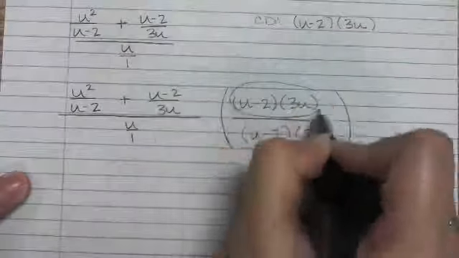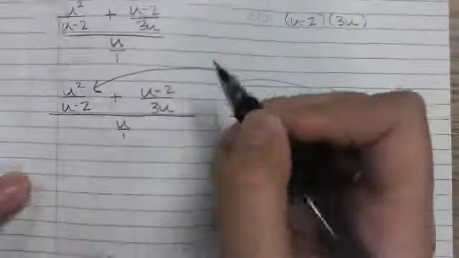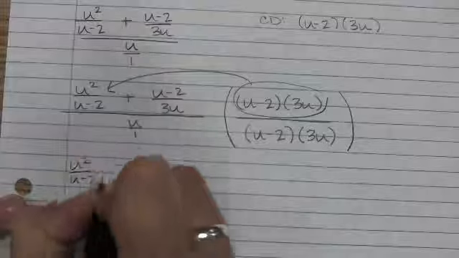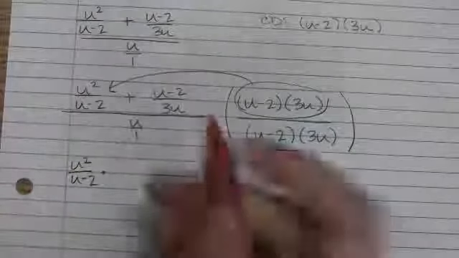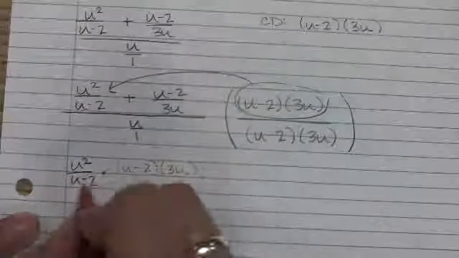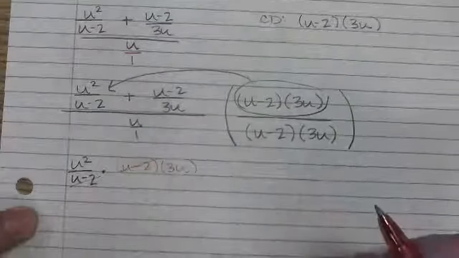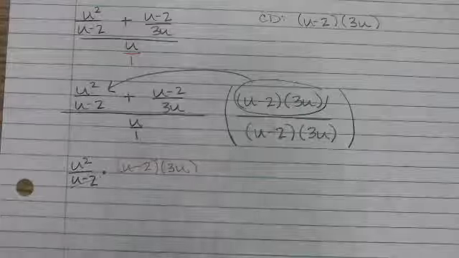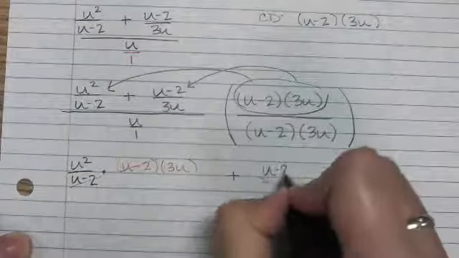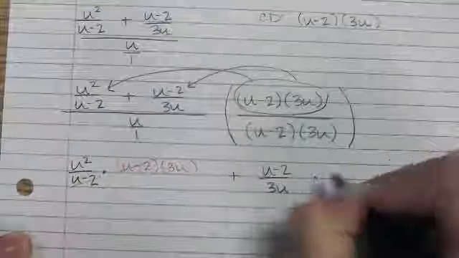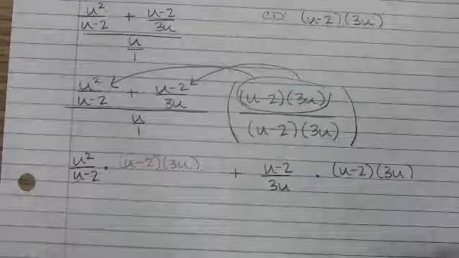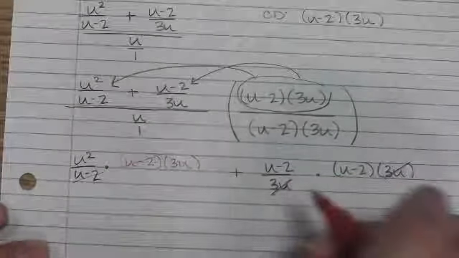If I take this and multiply it by this piece right here, what you'll notice is that we have u squared over u minus 2, and we're multiplying that by u minus 2 and 3u. And you'll notice the u minus 2's cancel. All right? And then again, I'm going to take this and distribute it to this piece. So I have u minus 2 over 3u, and I'm multiplying that by u minus 2 times 3u. And you'll see these two cancel.